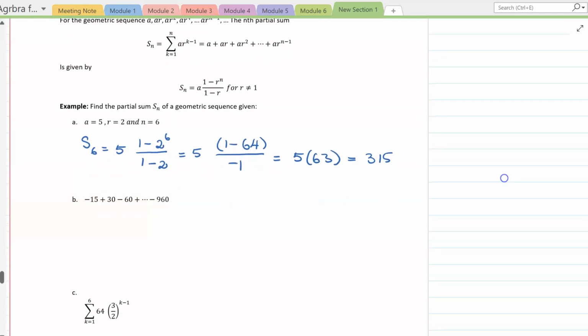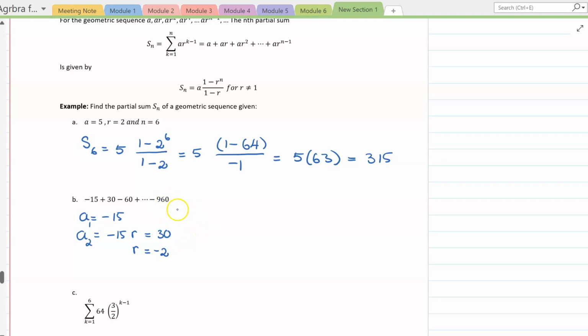Okay. Well, in the next one, we don't know what r and n are here, so we need to figure it out. We are given a sub 1 equal to negative 15, and a sub 2 equal to negative 15 times r equals 30. This means r equals negative 2.